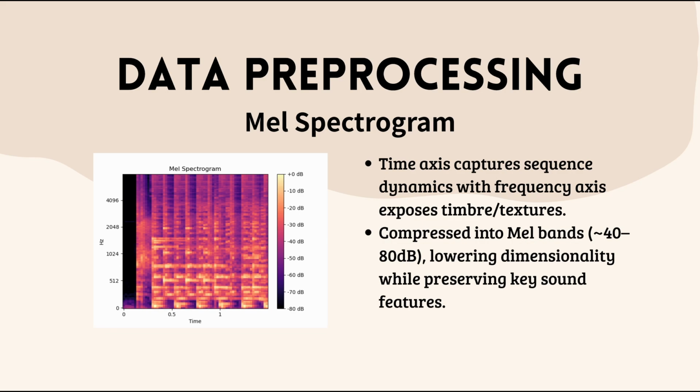And then data compression and dimensionality reduction. Compared to raw audio, the Mel spectrogram has been compressed along the frequency axis, which effectively converts thousands of linear frequency points into a smaller number of Mel frequency bands, which reduces the input dimension for the model.